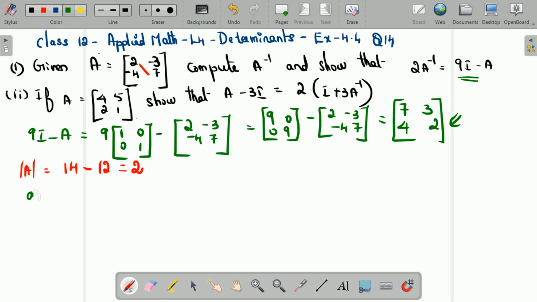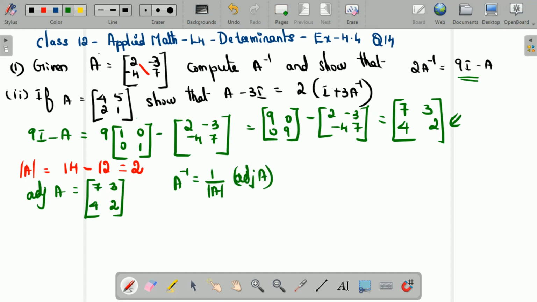Now let's compute adjoint of A, which is in this 2 cross 2 matrix. I'm swapping these elements. So 7 comes here, 2 comes here. We're going to change the sign for this. So this is 3 and 4. We know that A inverse is equal to 1 divided by determinant of A into adjoint of A. So for this, it is 1 divided by 2 into this matrix, which is 7, 3, 4, 2, which is the value of A inverse.